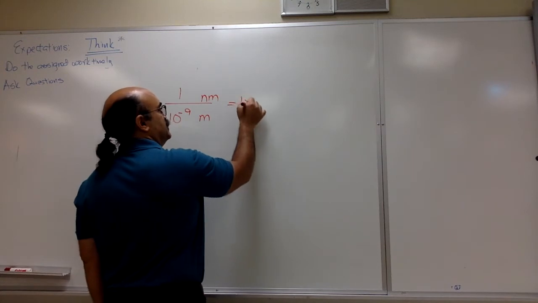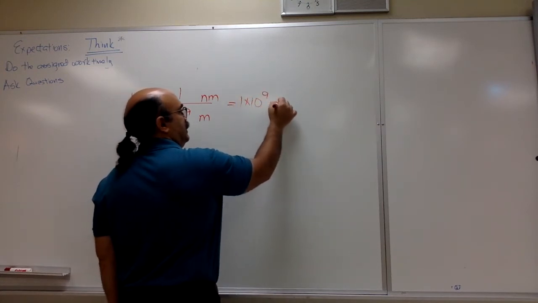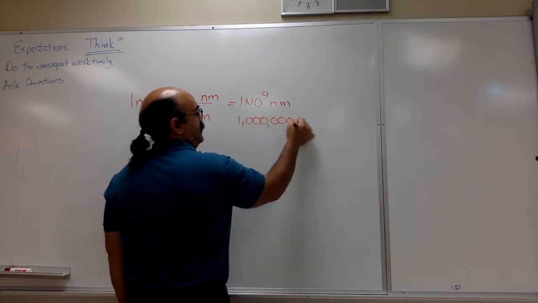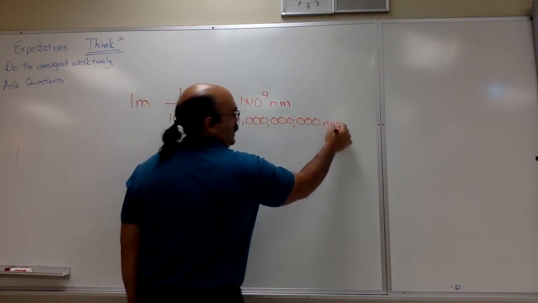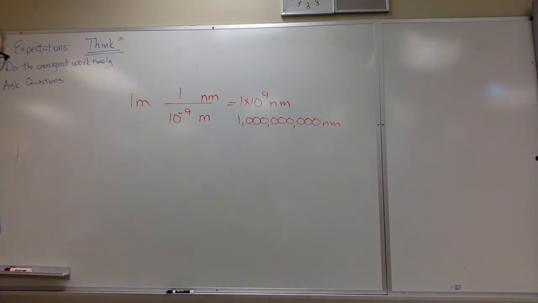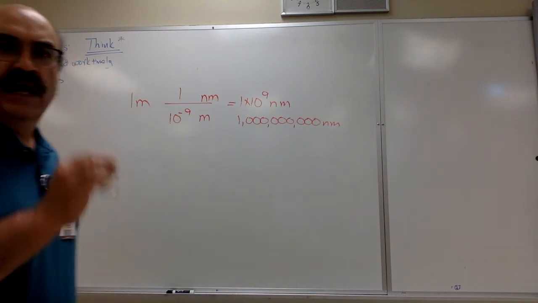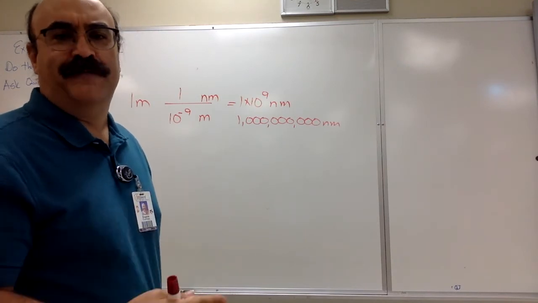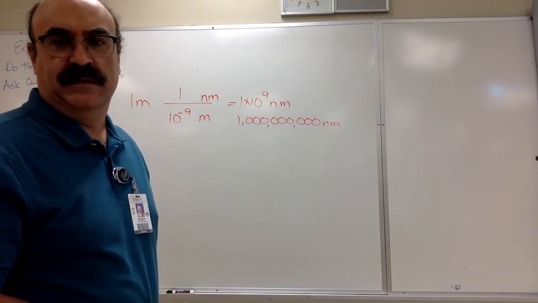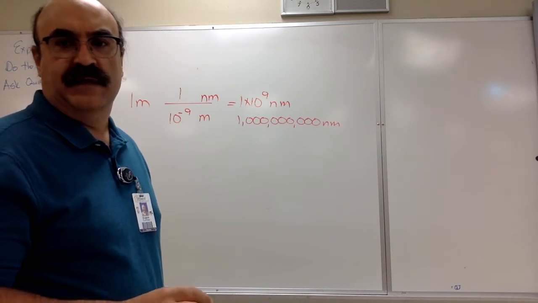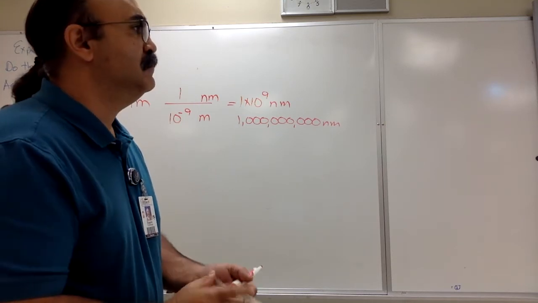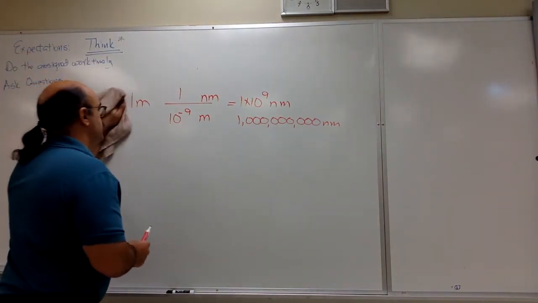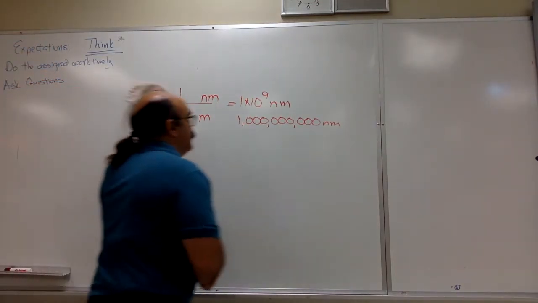Which means my answer is 1 times 10 to the 9th nanometers, or 1 followed by 9 zeros nanometers. Again, you do not have to write in scientific notation unless you are specifically asked to, or you have to show your significant digits. Questions, confusions on that? Okay. Those hopefully were fairly straightforward.